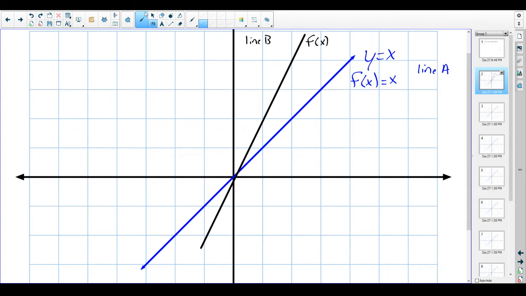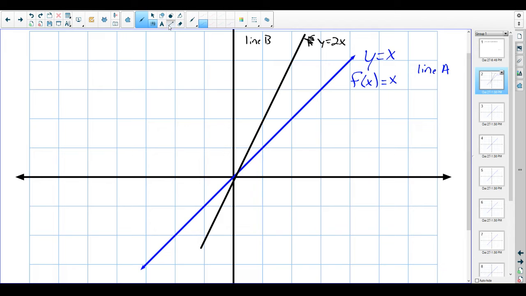x. No, I don't want to call that f of x. Let's not do that. Let's save that for later. Call this y equals 2x. Okay? So we would say line B is steeper than line A, because the higher the slope, the steeper the line. Okay, there's your first transformation. Bigger the slope, steeper the line. You might want to write that down. I didn't write it down, but you should.